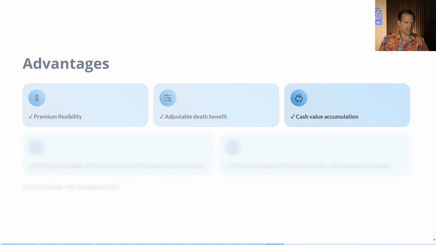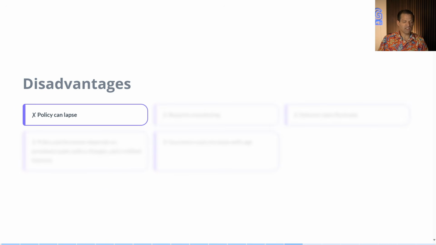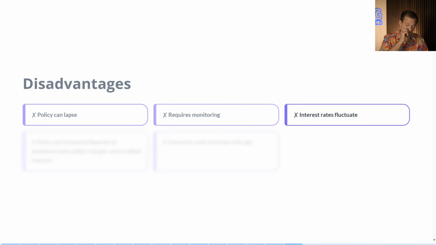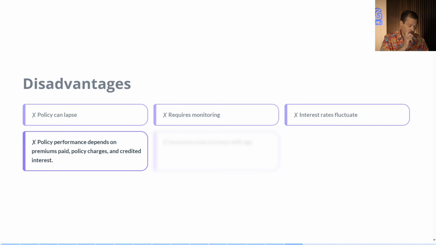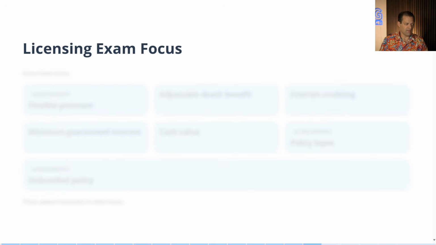So advantages, again: premium flexibility, adjustable death benefit, cash value accumulation, potential for higher credited interest and a guaranteed minimum, and lifetime protection if sufficient policy value supports coverage, okay? Disadvantages: policies can lapse if poorly designed, it requires ongoing monitoring, interest rates fluctuate, policy performance depends on a lot of variables like premiums paid, policy charges, credited interest, and insurance costs increase with age, okay?